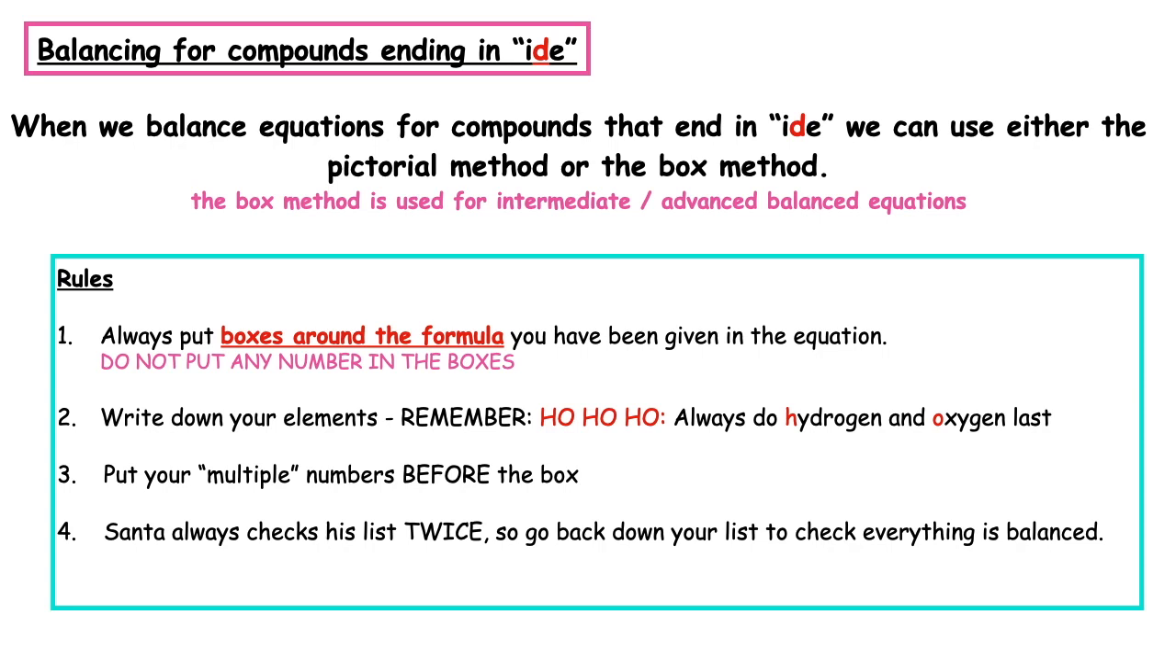Rule number 3 is that when you are putting your multiples, you have to put it before the box. Again, look at rule number 1. Do not put any numbers in the boxes. And rule number 4 is that Santa always checks his list twice. So you have to go back up to your list and check that all of your elements are balanced.